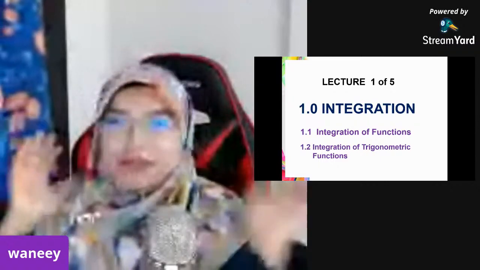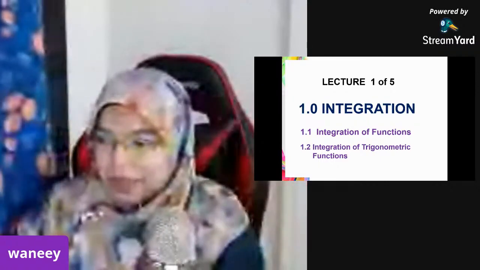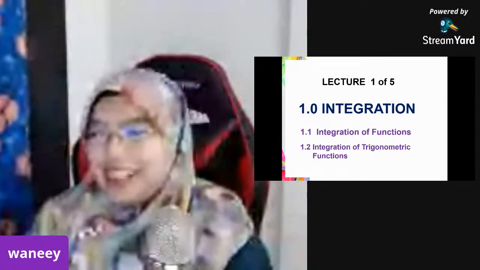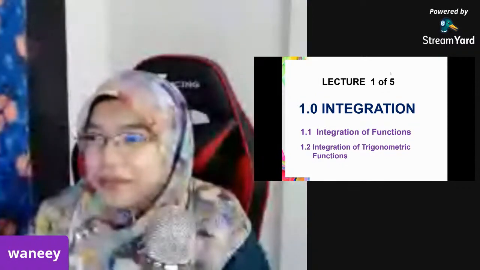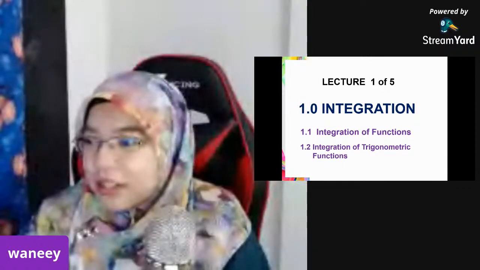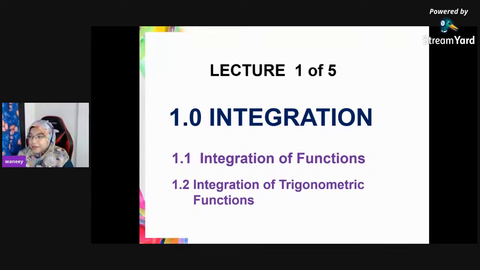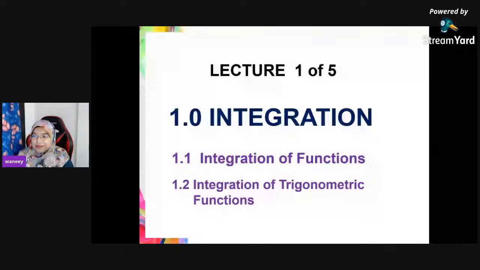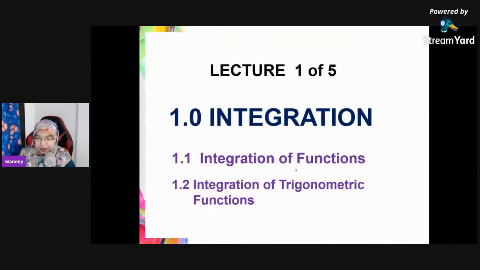Okay, so now saya tukar balik jadi skrin yang besar, muka saya kecil balik. And then we're gonna start. Kenapa nampak macam pecah? Kamera pecah kot. Tak tahulah. Okay, never mind.